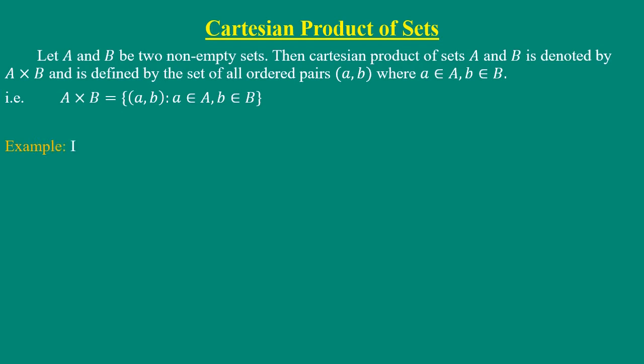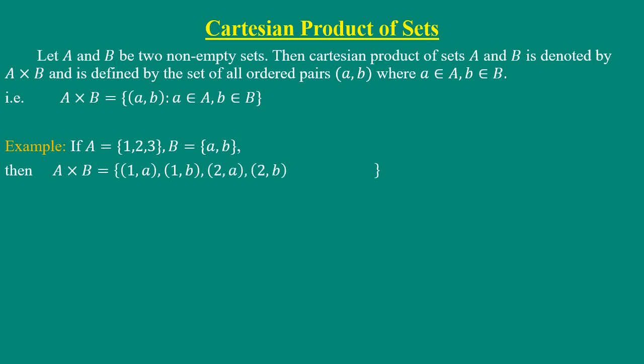If A is equal to the set containing three elements 1, 2 and 3, and B is another set containing two elements a and b, then A cross B is equal to the set containing ordered pairs (1, a), (1, b), (2, a), (2, b), (3, a) and (3, b). And similarly, B cross A is equal to the set containing ordered pairs (a, 1), (a, 2), (a, 3), (b, 1), (b, 2) and (b, 3).